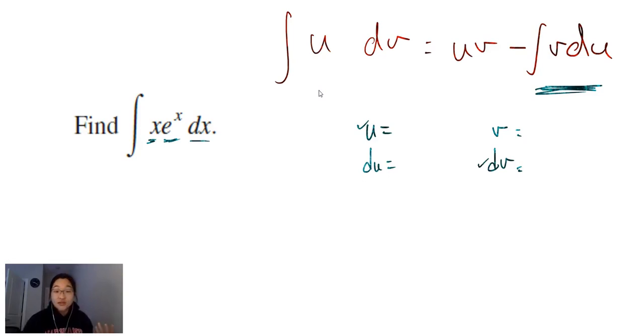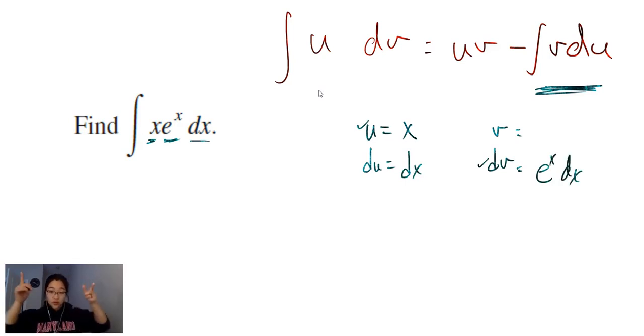So we have u and dv. And so we're going to say that x is u, so then the derivative here is going to be dx. And then dv is e to the x dx, so when we go to our original v, then we just integrate that so we have e to the x.